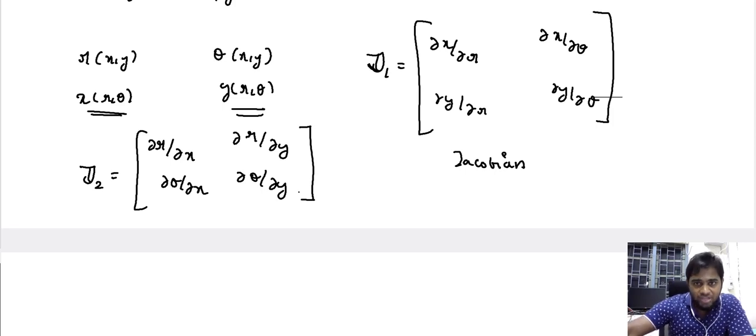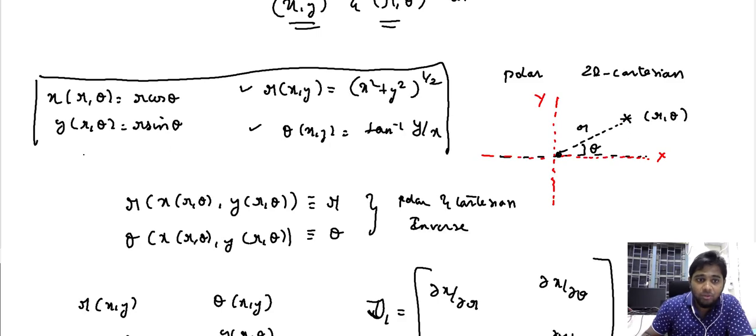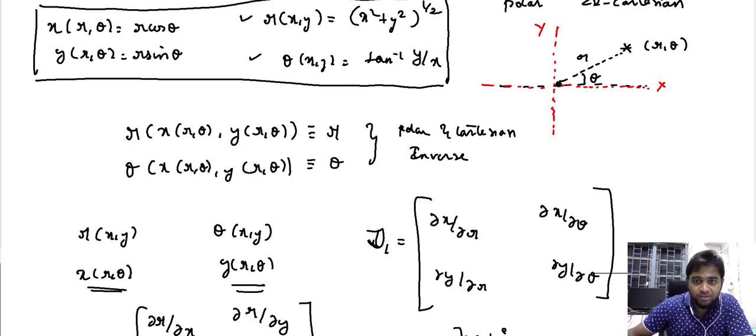Now we have established a relation between x and r, x and theta, y and r, y and theta. In the same way, we have established a relationship between r and x, r and y, theta and x, and theta and y. Therefore, we will be able to quantify these derivatives from the relations. So these relations are over here. From these relations, we will be able to replace these individual partial derivatives with actual values.